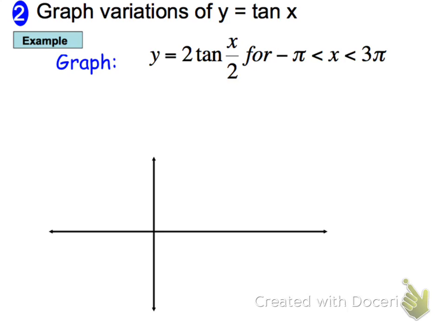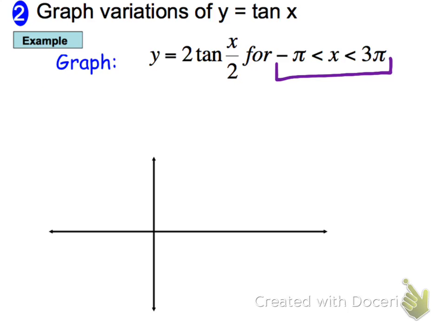So now let's actually graph. We have y equals 2 tan of x over 2, and now this for negative pi to 3 pi, that's just telling me that I want to make sure I graph enough periods of this that my graph goes all the way from negative pi and ends at 3 pi. So let's go ahead and go through our process. Now the first thing we're going to have to do is find our asymptotes, our first points. So let's go ahead and find those.